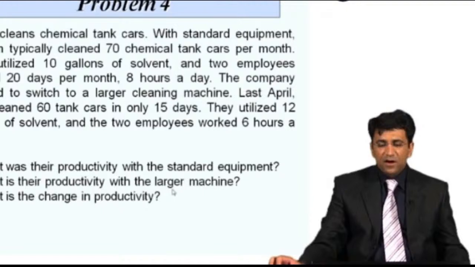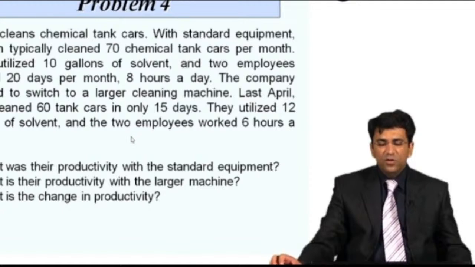Now again students, what happens after the usage of that larger cleaning machine? They utilized 12 gallons of solvent and the 2 employees worked 6 hours a day. Now this is very important. Now they are going to achieve the 60 tank cars service within only 15 days. So this information will give you actually the new labor hours. Now in this particular case, how will we calculate the new labor hours? 6 hours, 6 multiplied by 15 multiplied by 2, that is the 2 employees.